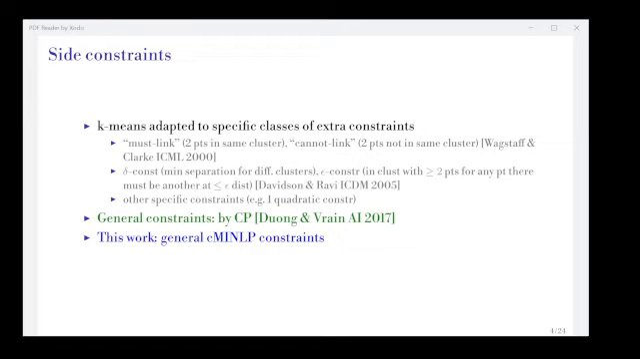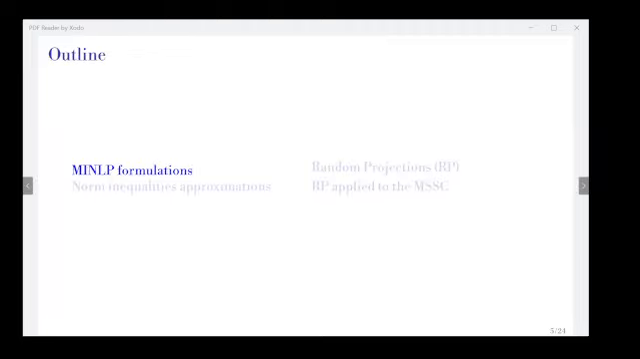The advantage with mathematical programming is that you just need a new model. So you implement the new constraints inside of the mathematical programming formulation, and that's about it. Then you just call your solver. So this work contributes some formulations for the k-means problem, so the MSSC problem, in presence of general convex MINLP constraints.